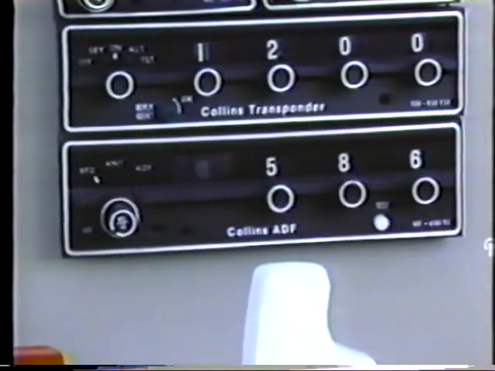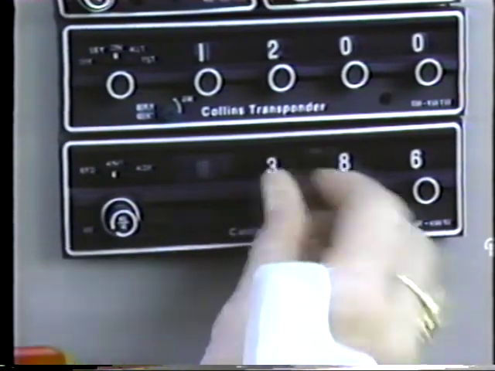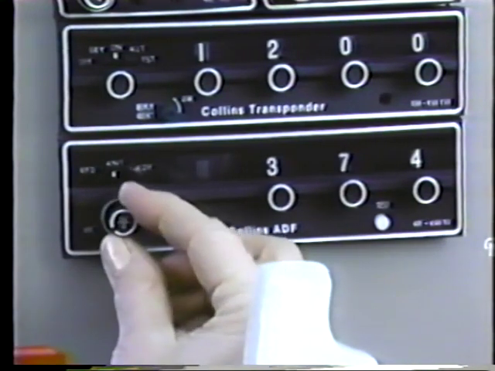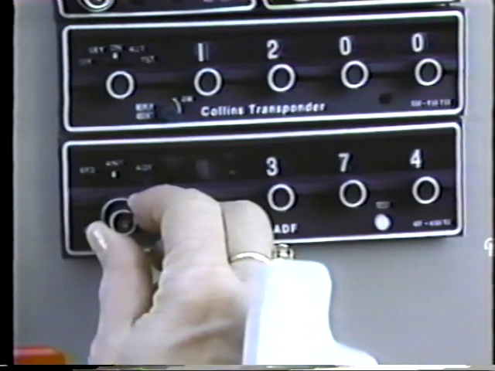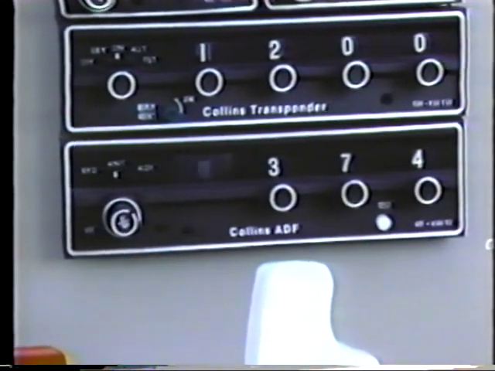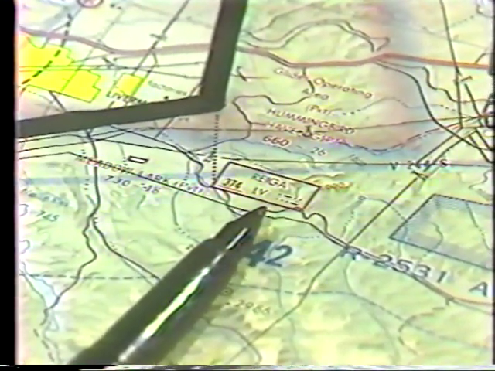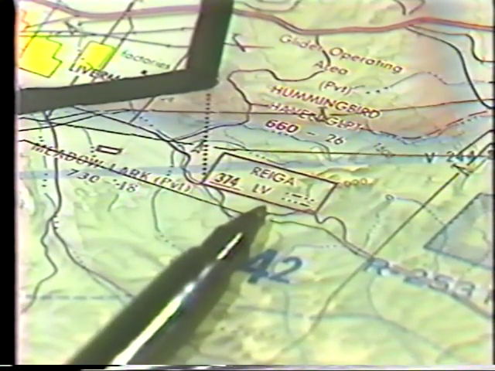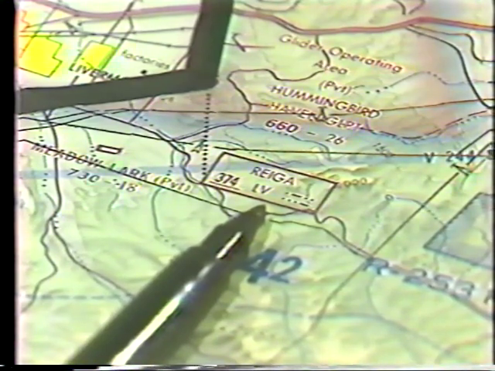Shortly after takeoff from Palo Alto, we tune the Riga non-directional beacon and identify it. We verify that this is Riga. Note that Riga has a two-letter identifier, while most NDBs have three-letter identifiers. This is because Riga is a compass locator, an NDB which is part of an instrument landing system.